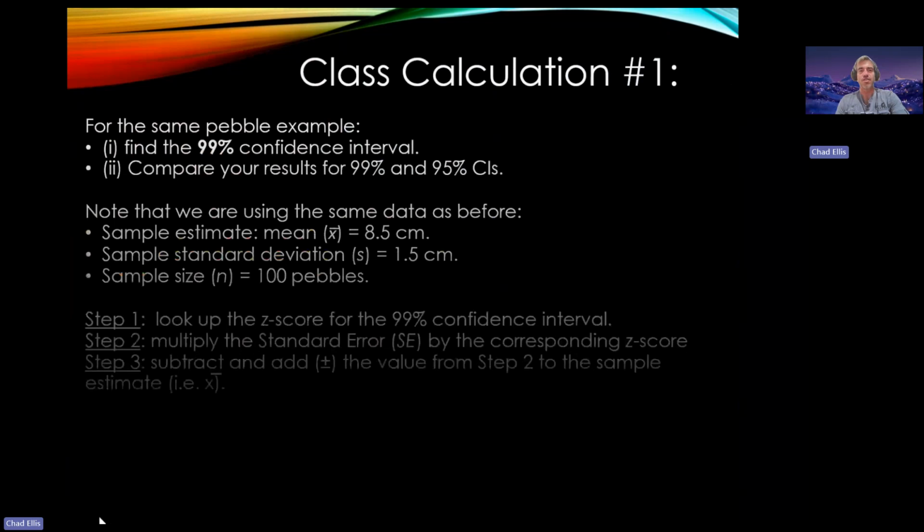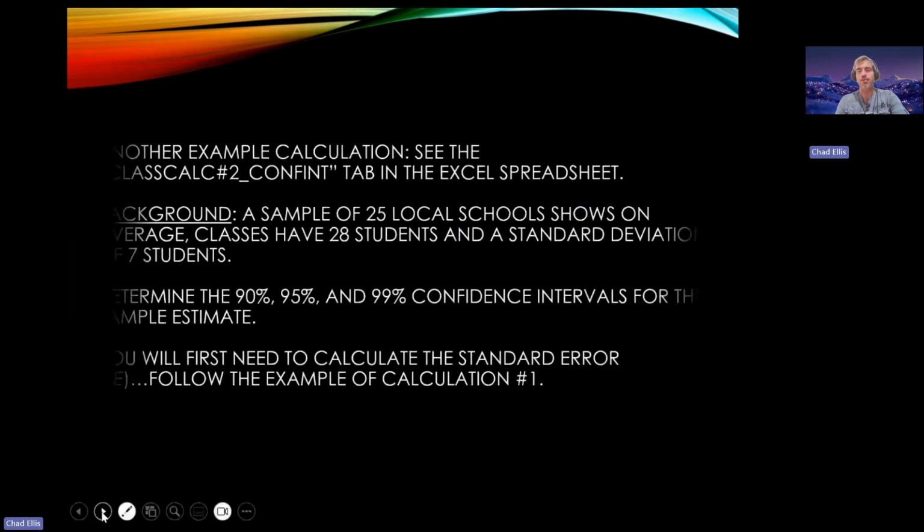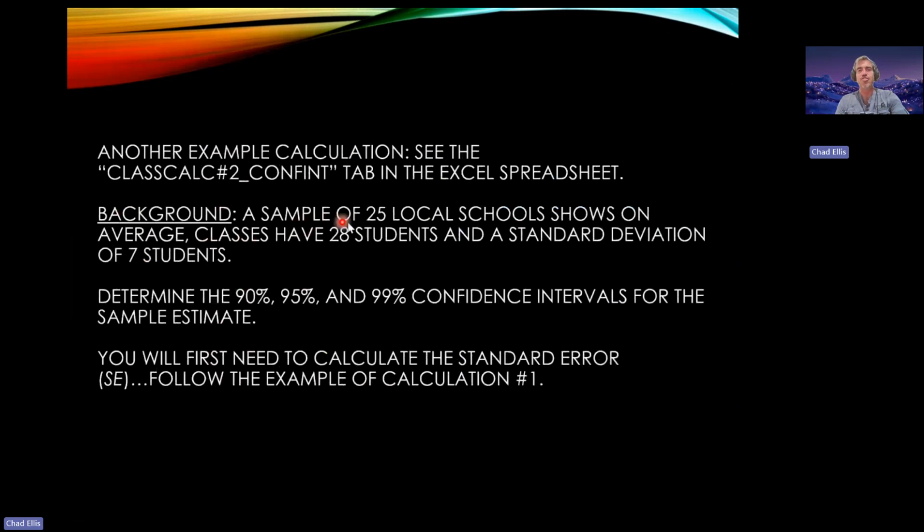So here's just another example, different from the rock example. In this scenario, imagine you have a sample of 25 local schools that show on average classes have 28 students and a standard deviation of 7 students. So using that data, determine the 90%, 95%, and 99% confidence intervals for that sample estimate. In this case, the sample estimate is 28 students on average, with a standard deviation of 7 students.